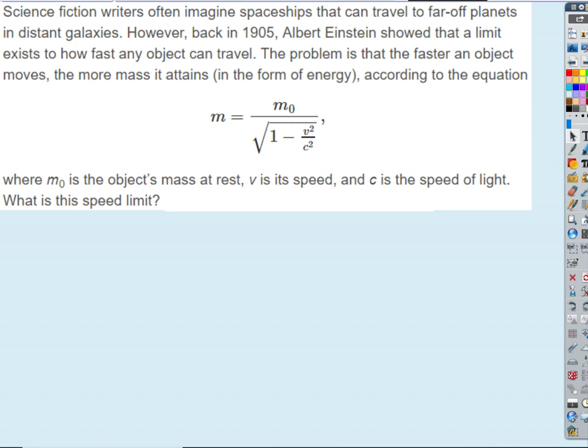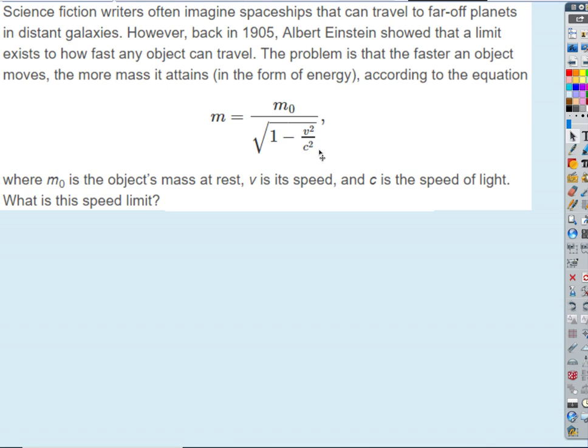Here's the equation that we use to describe relativistic mass. M stands for relativistic mass, M naught is the rest mass, v is speed, and c is the constant speed of light. Oftentimes in science fiction movies, people travel faster than the speed of light. There are some ways you could sidestep that, though they're probably not realistic. But if you're literally to travel from point A to point B through space, this tells us something pretty important about the way the universe works.